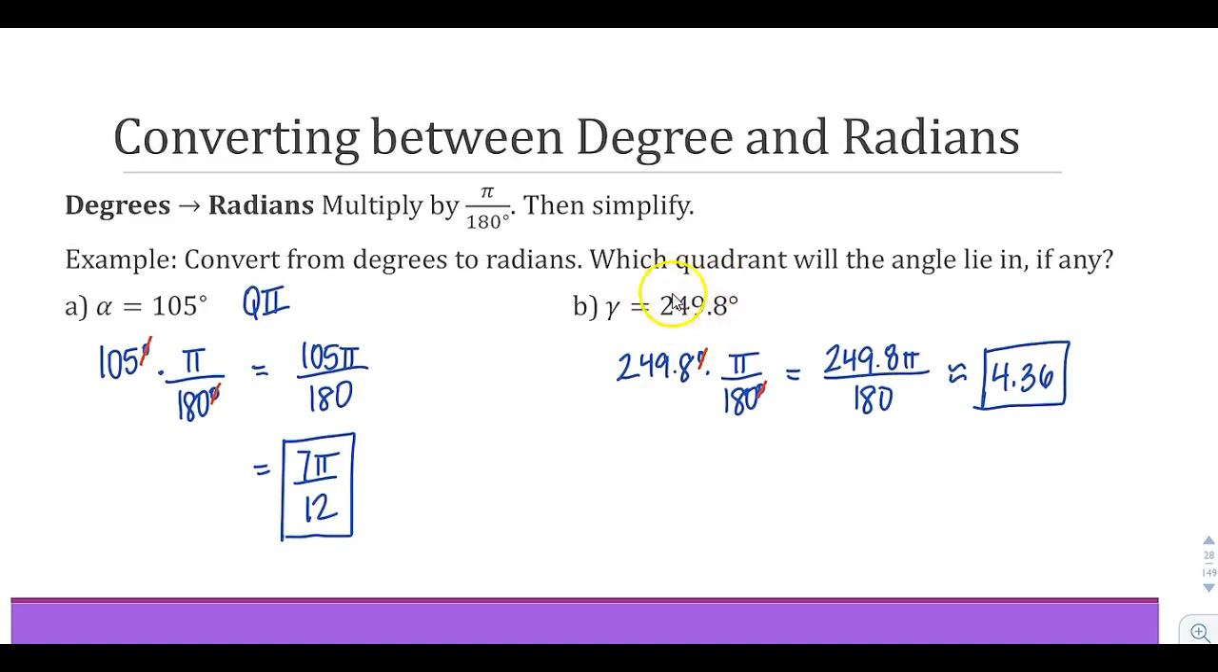And then what quadrant will this angle lie in? 249.8 degrees is between 180 and 270 degrees. So this is in quadrant 3.